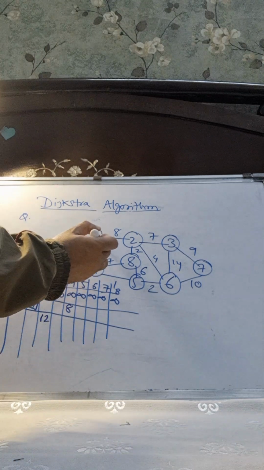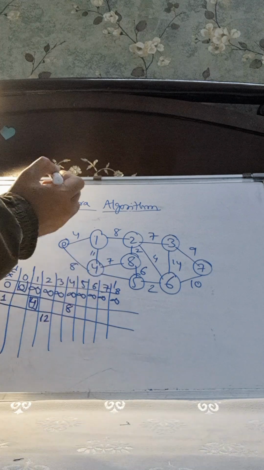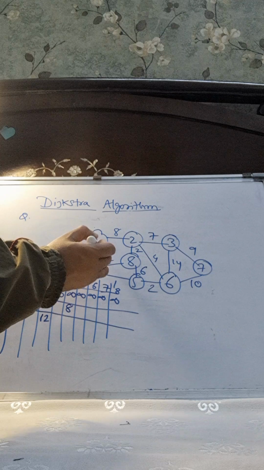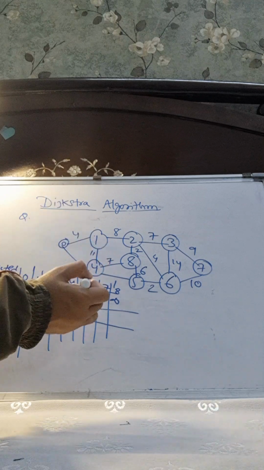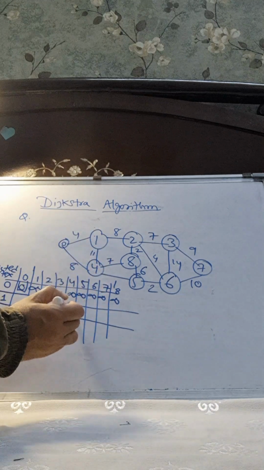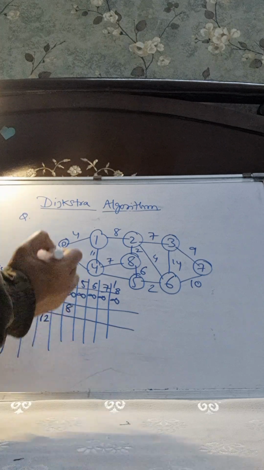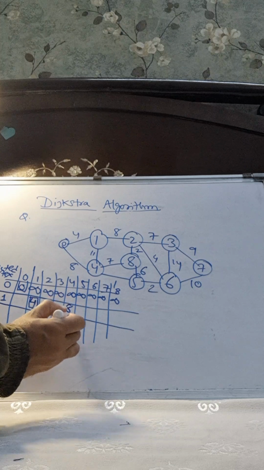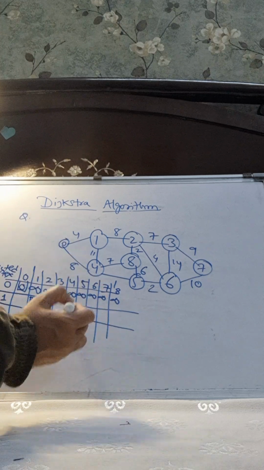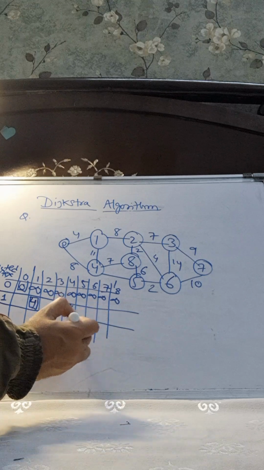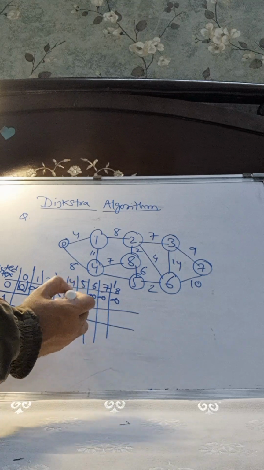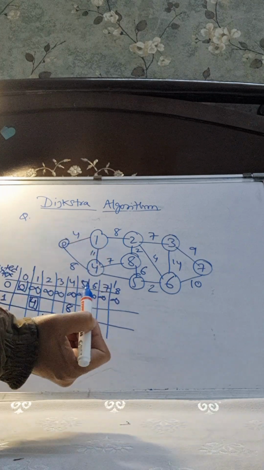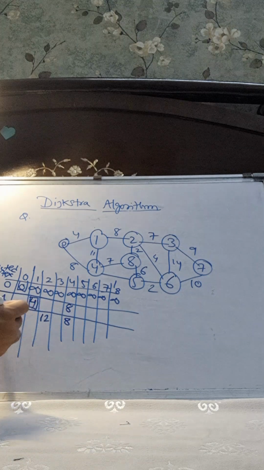Similarly, from 1 we can go to 4, and the cost of reaching 4 this way is basically 4 plus 11, that is 15. But the current cost of 4 is 8 and the new cost we are getting is 15. So we will not update it here. We will keep the same old cost because the old cost is minimum. The relaxing rule states to only update when you get a new cost that is less than the already available cost in the cost matrix. So this much we have got.